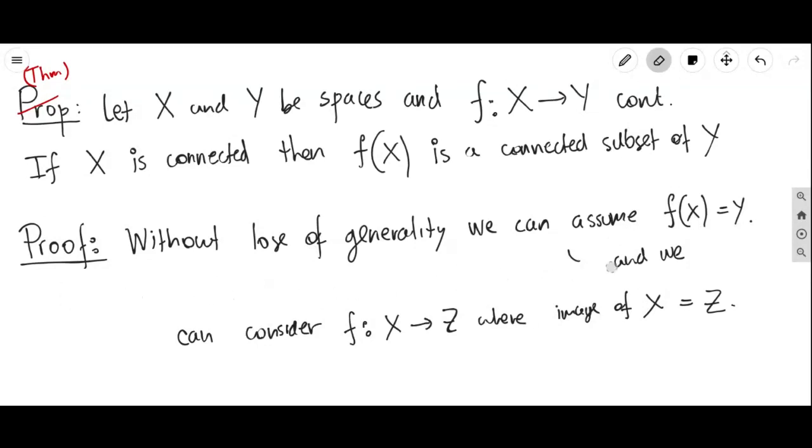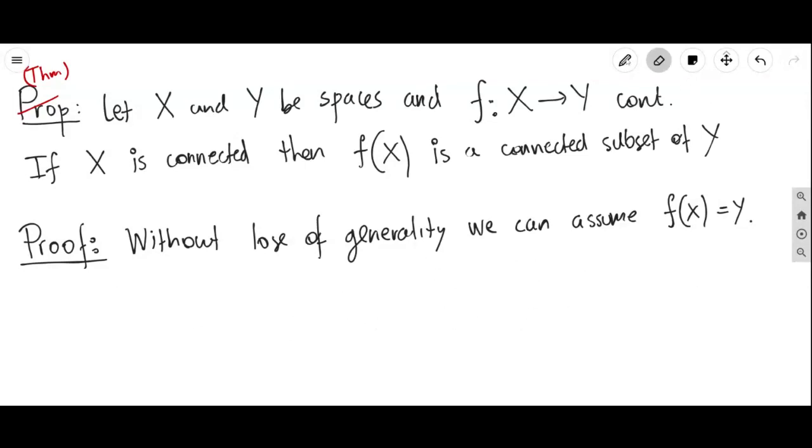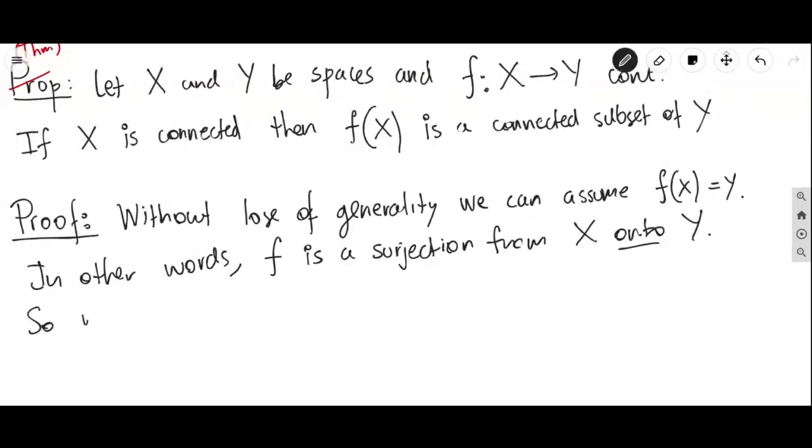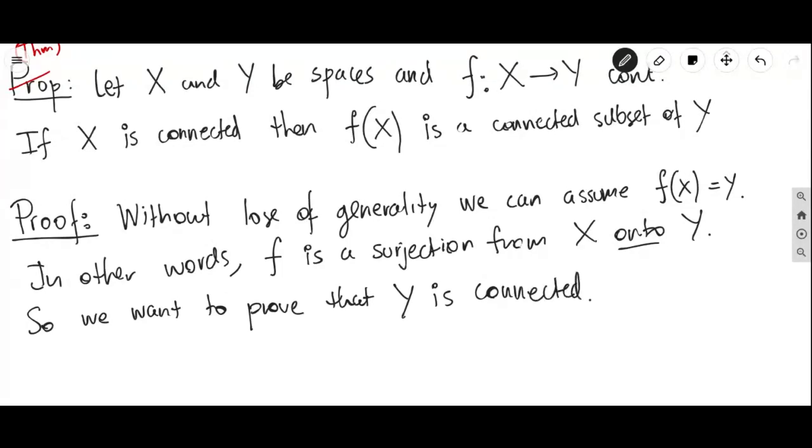So I'm going to remove this. Okay, so in other words, f is a surjection from x onto y. Every point of y is being reached. So we want to prove that y is connected, because f of x is y. We want to prove that f of x is connected, but we're assuming that f of x is equal to y. So we want to prove that f of x, which in this case is y, is connected. So we want to prove that y is connected.